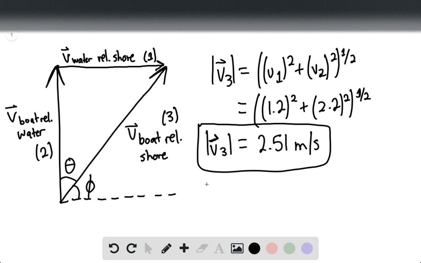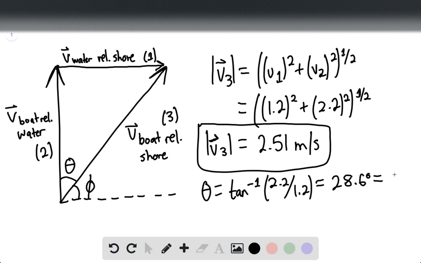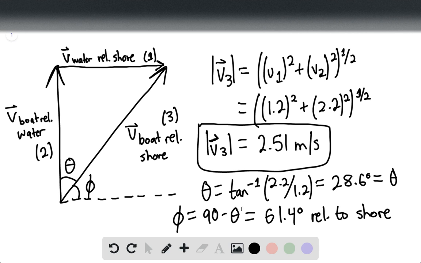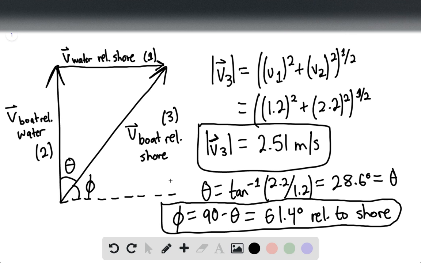And if you wanted to find the angle, we can say the angle is going to be tangent inverse of 2.2, the y component, divided by the x component, 1.2, and this is giving us 28.6 degrees. Now this equals theta. We want to find it relative to the shore. So we can say phi simply equals 90 minus theta, or 90 minus 28.6, and this is giving us 61.4 degrees, again, relative to shore. So this will be our final answer for the direction of the velocity of the boat relative to the shore.